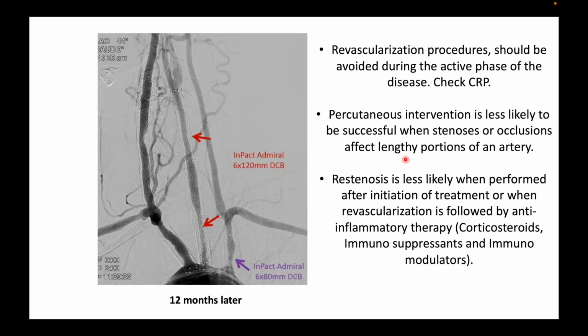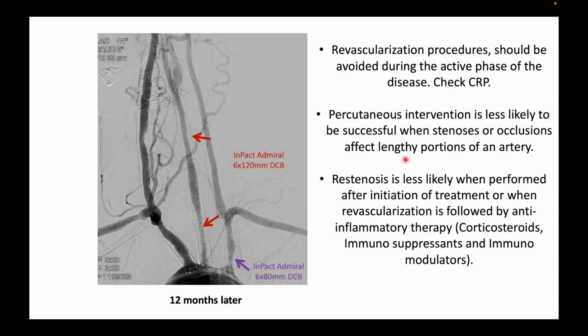So revascularization procedures should be avoided during the active phase of the disease. Check the CRP. Percutaneous intervention is less likely to be successful when stenosis or occlusions affect lengthy portions of an artery. Long stents are never a good idea. Overlapping stents is never a good idea. Restenosis is less likely when revascularization is performed after initiation of treatment or is followed by anti-inflammatory therapy like steroids, immunosuppressants, and immunomodulators.